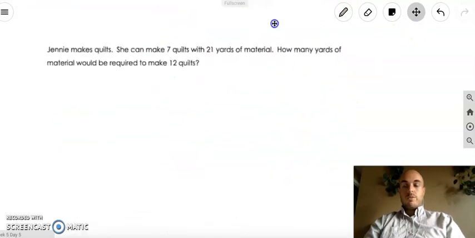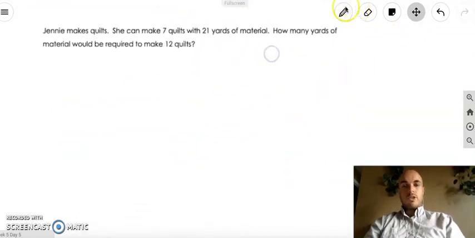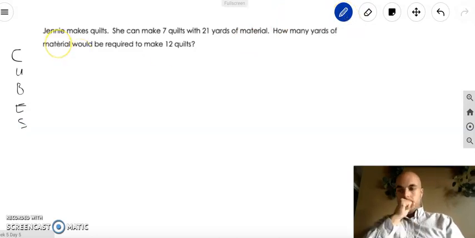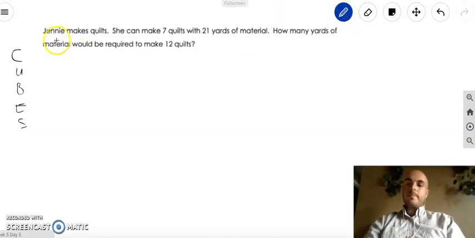Okay. Now, of course, if you've followed along this long, I'm going to go over one of our assessment questions to make that just a little easier for you guys, and of course, as a reward for following along so far. So let's CUBES this and read it. Jenny makes quilts. She can make 7 quilts with 21 yards of material. How many yards of material will be required to make 12 quilts?